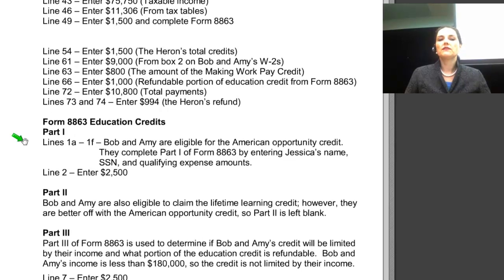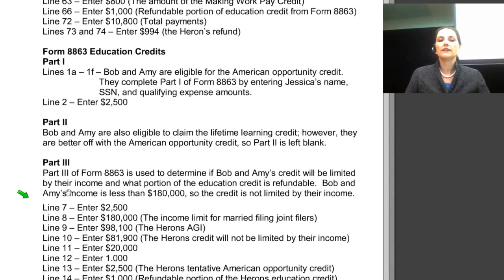Also, for purposes of calculating the education credit, Bob and Amy are eligible for the American Opportunity Credit because their daughter is enrolled in the first 4 years of a degree program and was at least a half-time student. They are going to complete Part 1 of Form 8863 by entering Jessica's name, Social Security number, and qualifying expense amounts. Bob and Amy are also eligible to claim the Lifetime Learning Credit, but because they are better off with the American Opportunity Credit, we're going to leave Part 2 of Form 8863 blank.